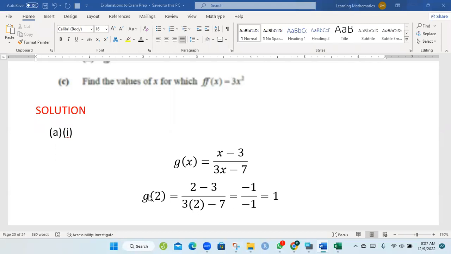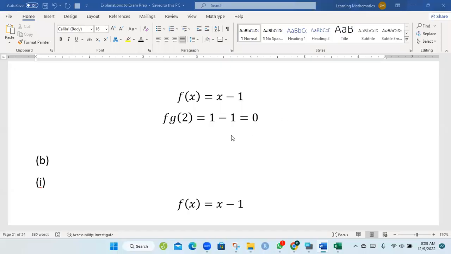So just to recap, we find what is g of 2 by substituting 2 into g. 2 minus 3 is minus 1. 3 times 2 minus 7 is negative 1. Negative 1 divided by negative 1 is 1. So we have found g of 2 is equal to 1. So we can find what is fg of 2 by substituting g of 2, which is 1, into f. So fg of 2 is 1 minus 1, which is 0.